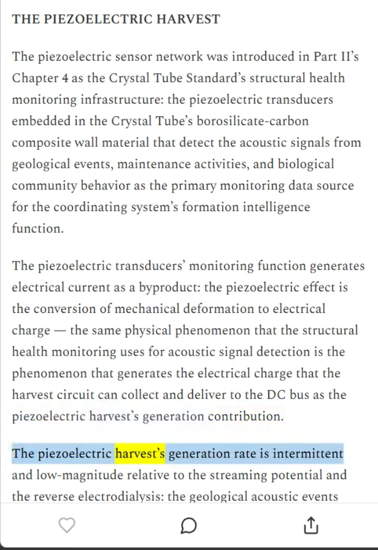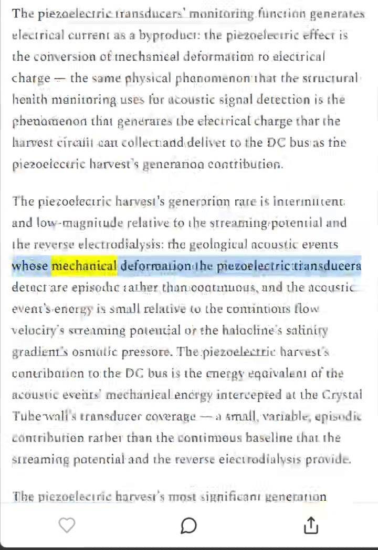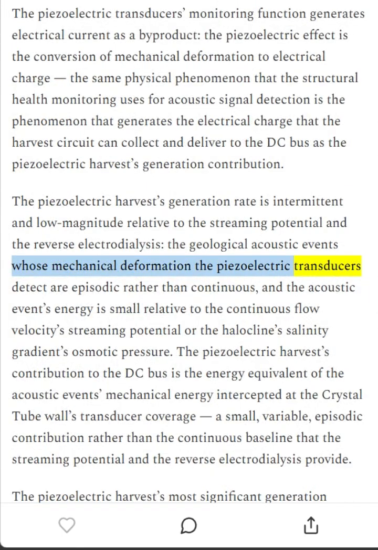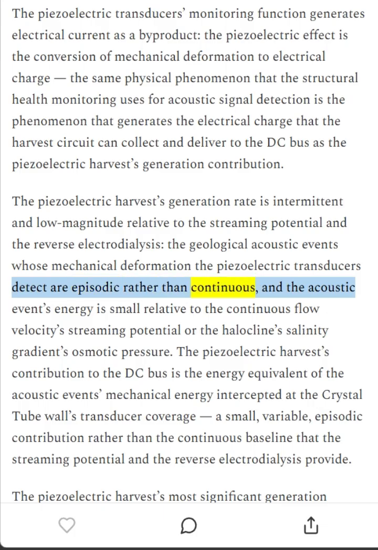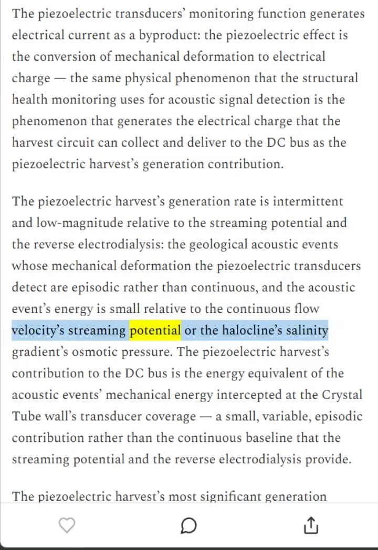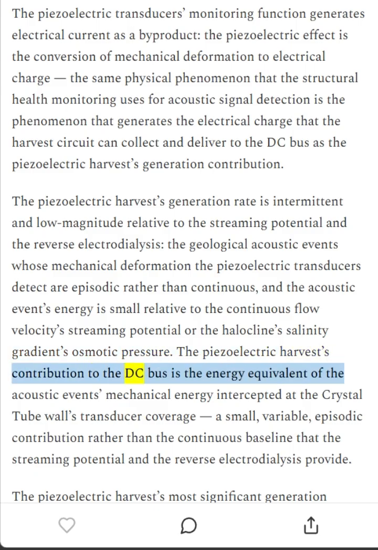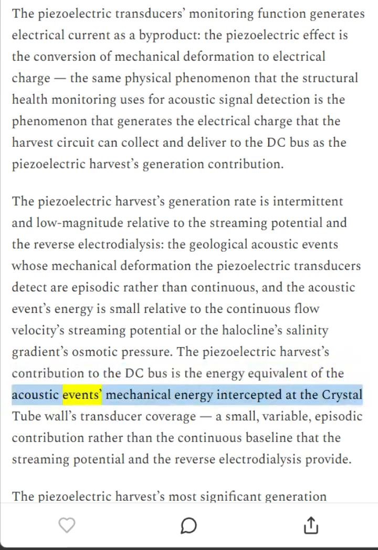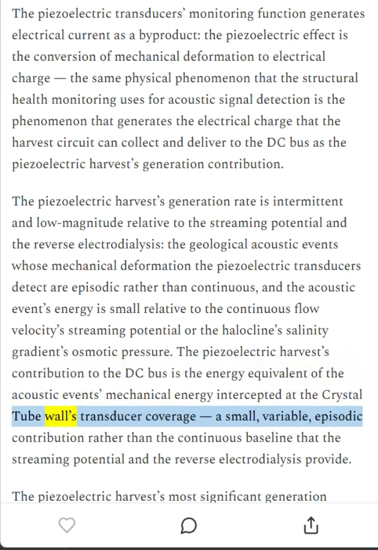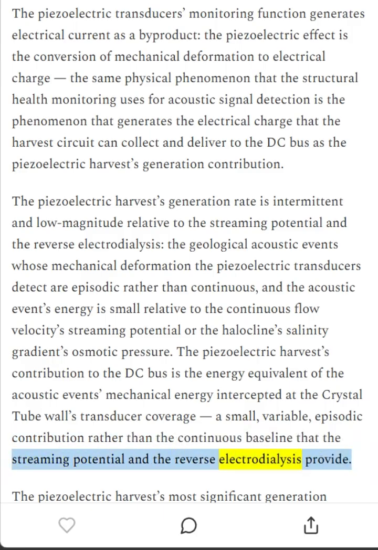The piezoelectric harvest generation rate is intermittent and low magnitude relative to the streaming potential and the reverse electrodialysis. The geological acoustic events whose mechanical deformation the piezoelectric transducers detect are episodic rather than continuous, and the acoustic event's energy is small relative to the continuous flow velocity's streaming potential or the halocline's salinity gradient's osmotic pressure. The piezoelectric harvest's contribution to the DC bus is the energy equivalent of the acoustic event's mechanical energy intercepted at the crystal tube wall's transducer coverage, a small, variable, episodic contribution rather than the continuous baseline that the streaming potential and the reverse electrodialysis provide.